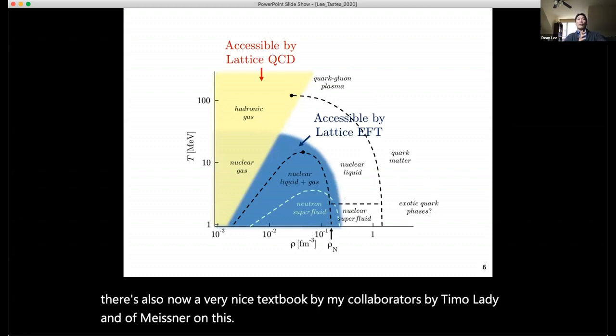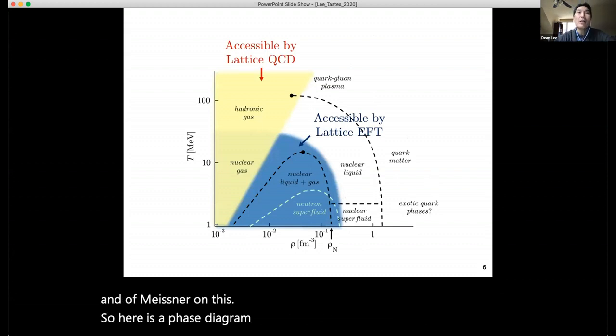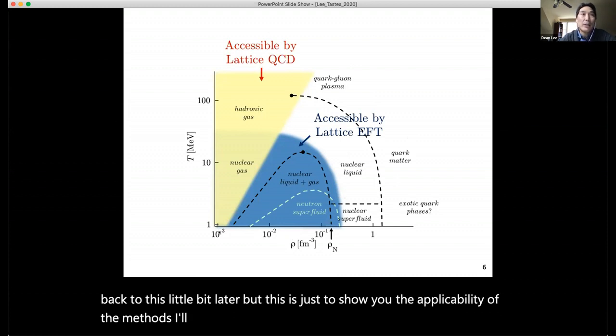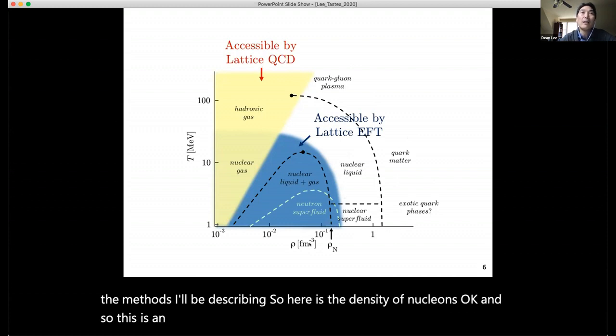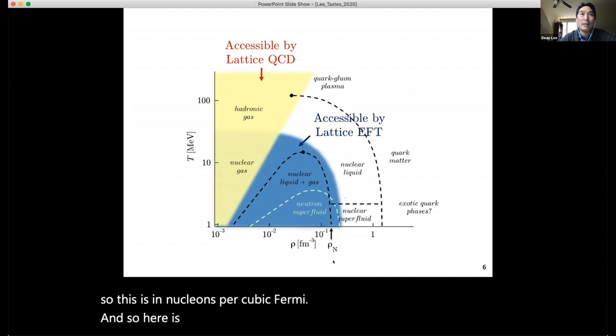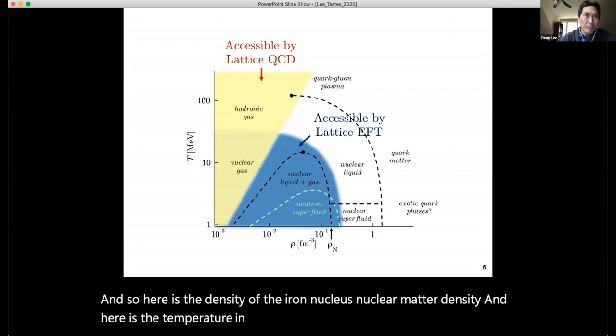So here is a phase diagram of strongly interacting matter. We will come back to this a little bit later, but this is just to show you the applicability of the methods I'll be describing. Here is the density of nucleons, in nucleons per cubic Fermi. Here is the density of the iron nucleus, which is the nuclear matter density. And here is the temperature in megaelectron volts.